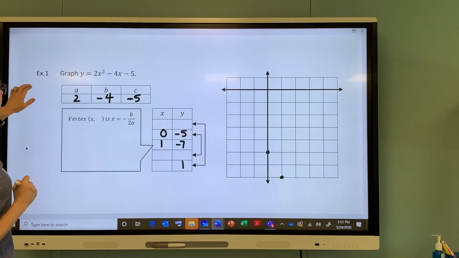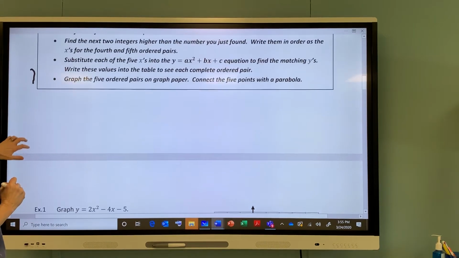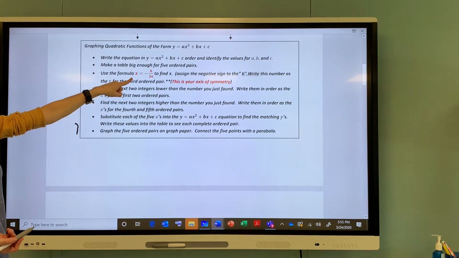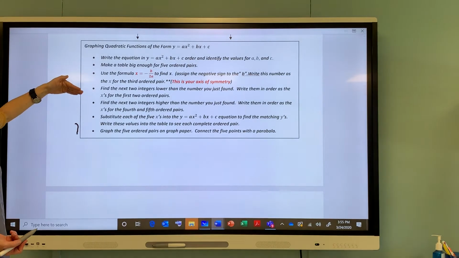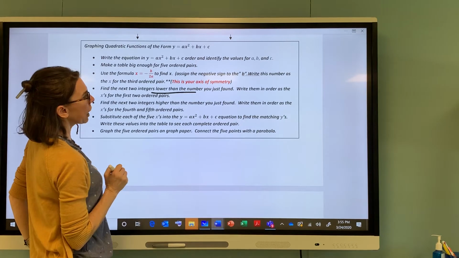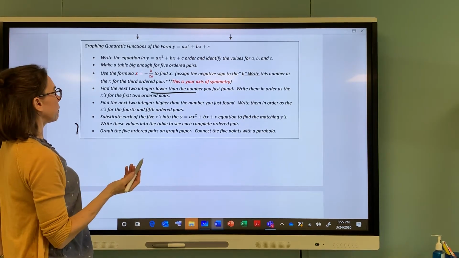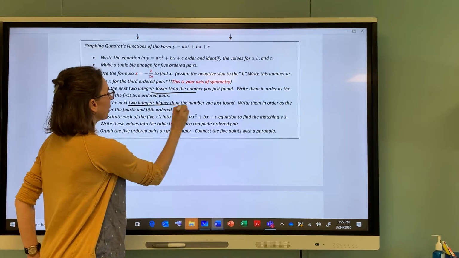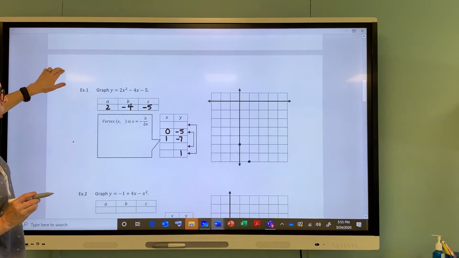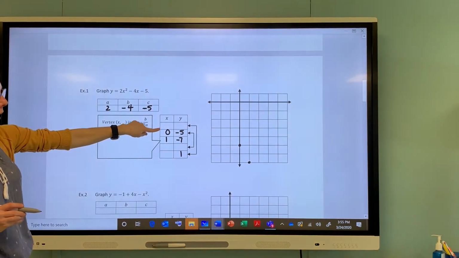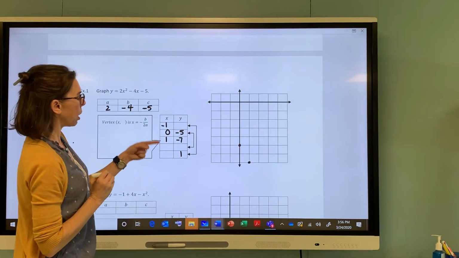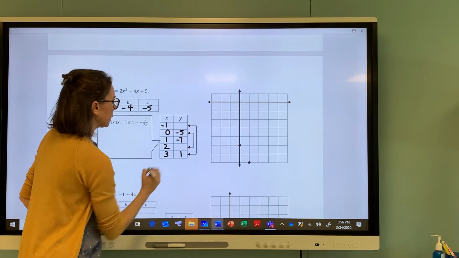And so up here in the box, let's go back to our directions really fast. I said to find your axis of symmetry, which we did. We use that to find our vertex, and then find the next two integers lower than the number you just found and write them, and then find the next two integers that are higher than the number that you just found. So let's go back and see what in the world does that mean. Well, we already have the one that's lower, and now let's go even lower. And then let's go higher, so we're going to go 1 and then 2, 3.